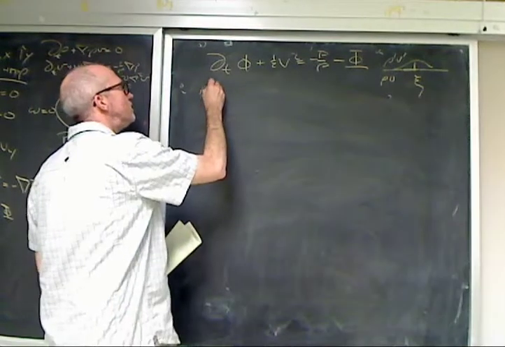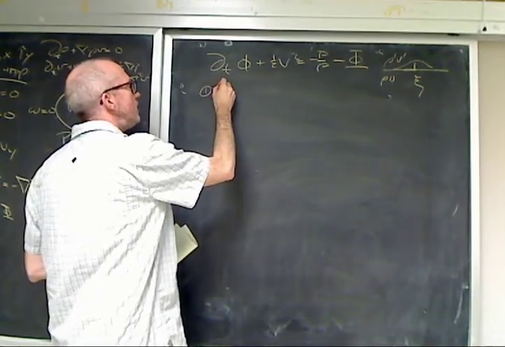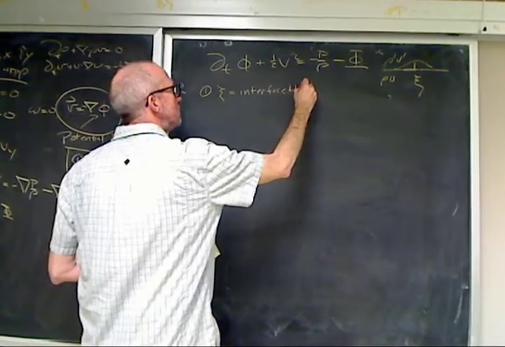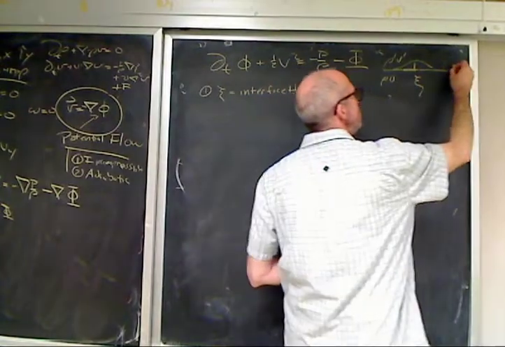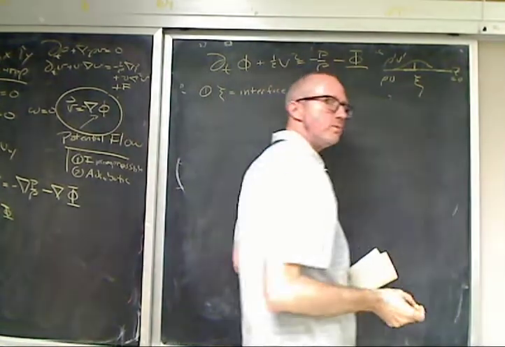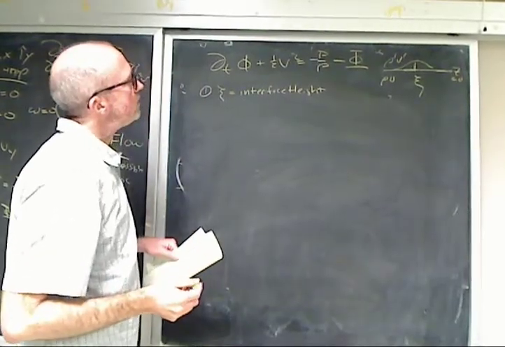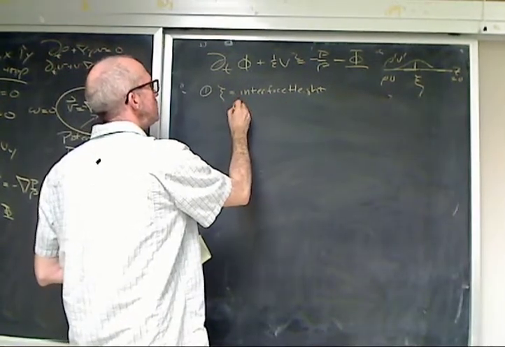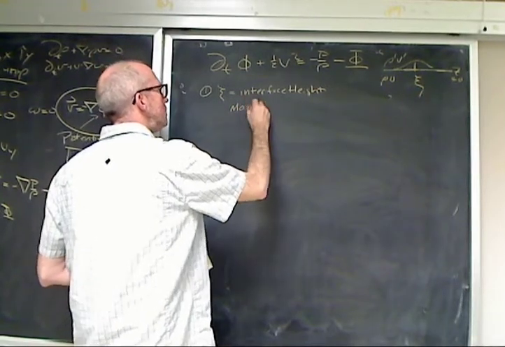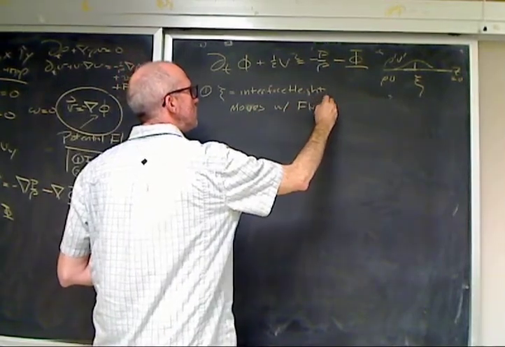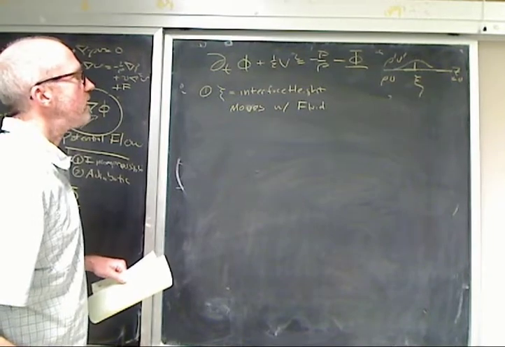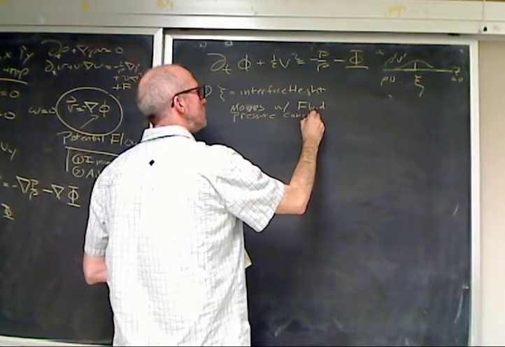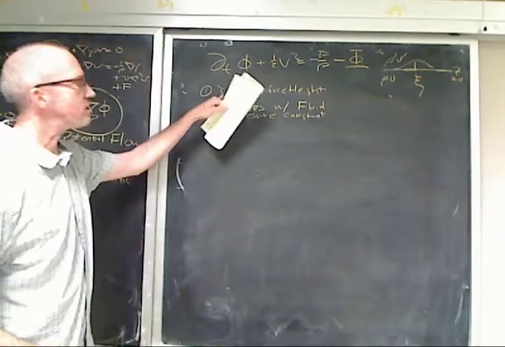And what do we know? C is well behaved. We're going to call Z equals 0 our equilibrium condition. This is the middle of the interface. So what do we know? I know that xi moves with the fluid, and I know that across c, pressure is constant.